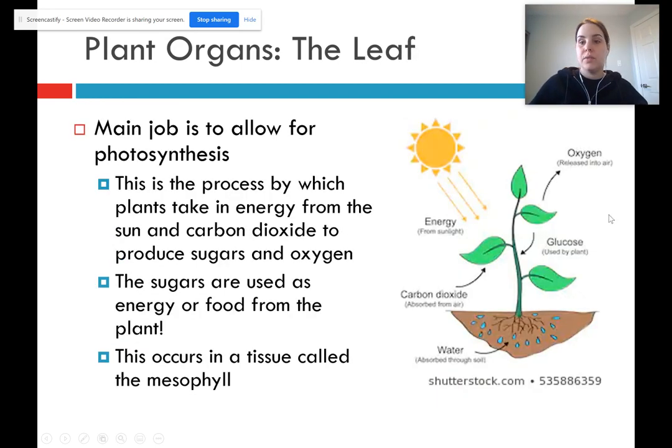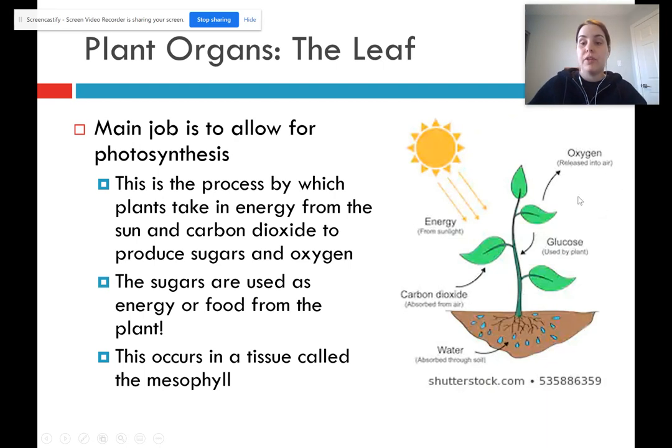The leaf is also an organ of the plant. Okay. Main job of the leaves is to actually undergo photosynthesis. So photosynthesis, if you don't remember talking about it at all in grade 9, is essentially the process by which plants take energy from the sun and carbon dioxide from the air to produce sugars and oxygen. So the oxygen is a waste product for them, which is beneficial for us because we know we need it to survive. We learned that yesterday when we looked at the lungs.